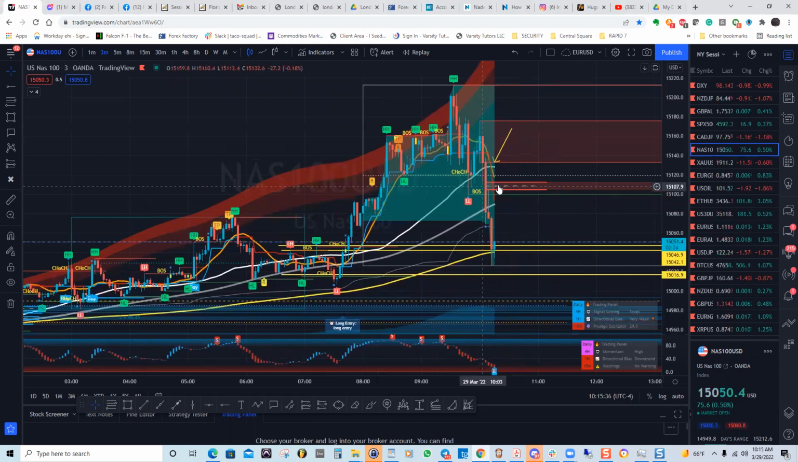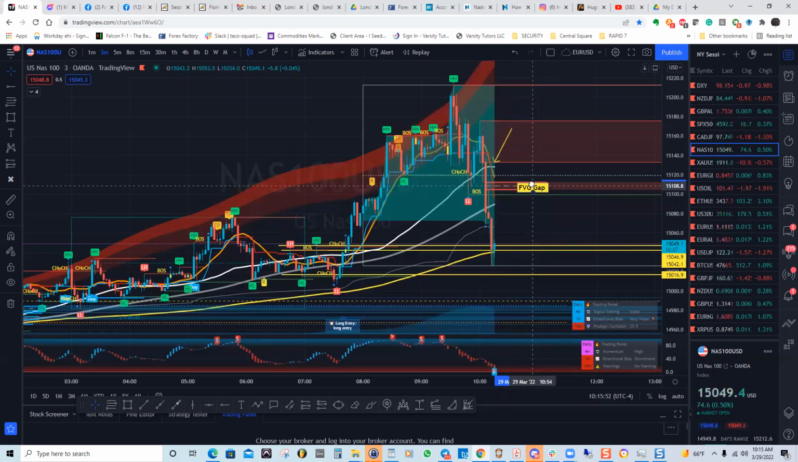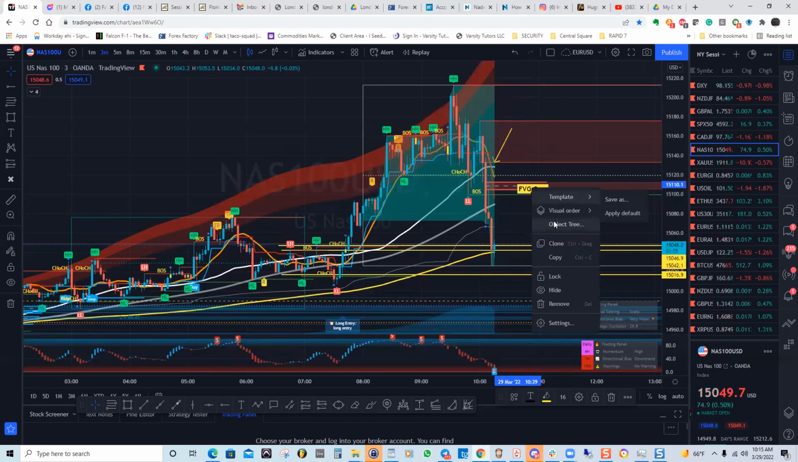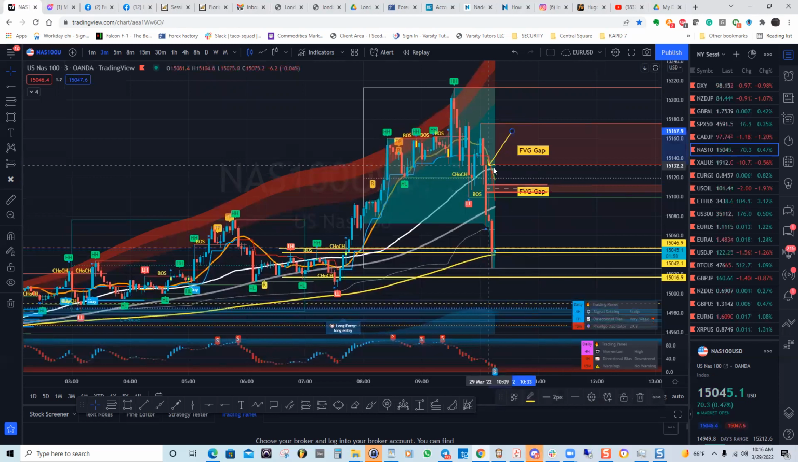This is a nice FVG gap right here. So I'm gonna write this right here. This is an FVG gap right there. Nice little FVG gap right here. I'm gonna throw another one right here. This crossed over right here, these two. This little EMA's yellow white crossover right there.